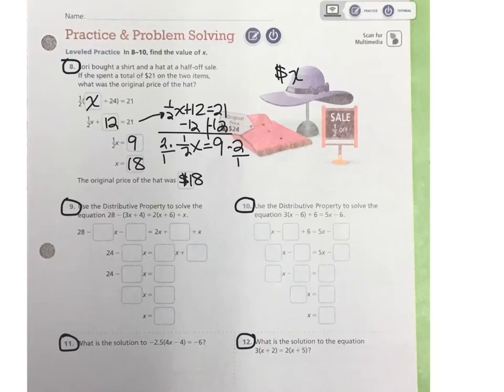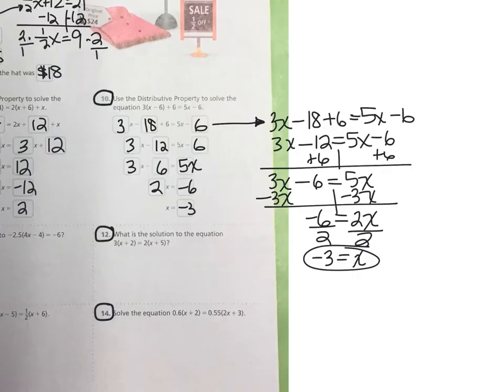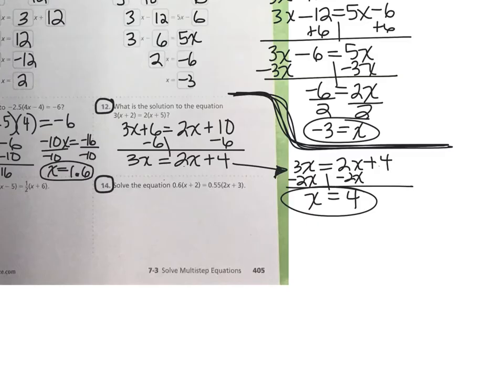There's number 8. Pause the video while you're checking, and then go on to number 9. And there's number 9. Pause the video while you're checking your work before you go on to number 10. And there's number 10. Again, check your work and pause the video while you do that before you go on to number 11. And there's number 11. Again, pause the video, check your work before you go on to number 12. And there you have number 12.